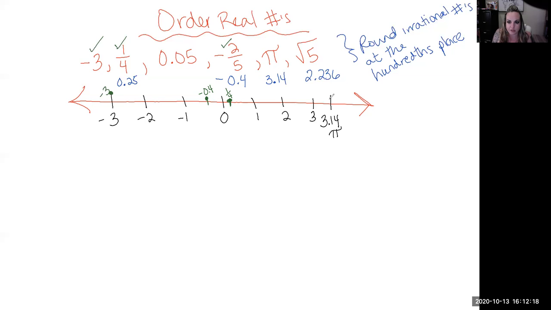3.14 is pi. We're just going to stick that right here. We use that one. 2.236 thousandths. Well, 2.5 is right here. And that's about halfway in between 2 and 2.5. So we're just going to kind of guesstimate that it goes right here. 2.236, somewhere right here. And now we've got our last one, which is 500ths.